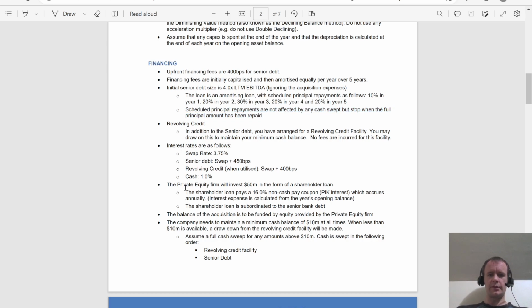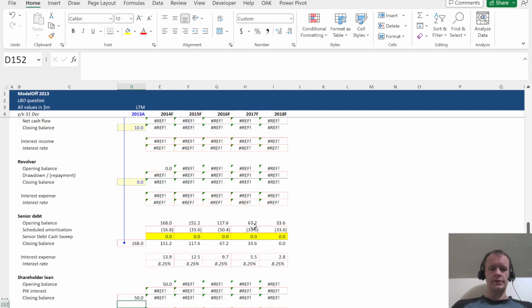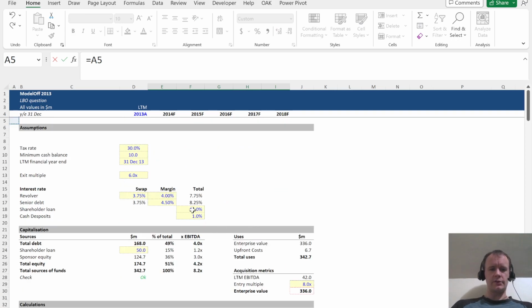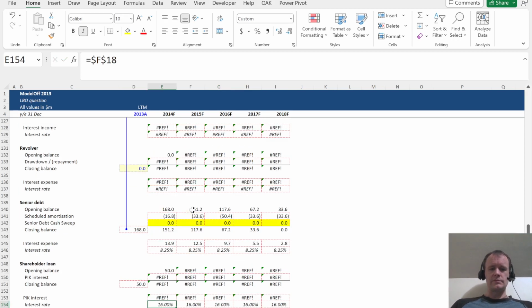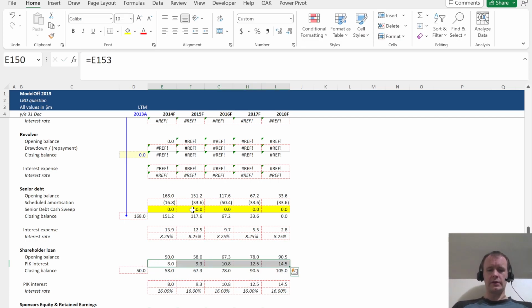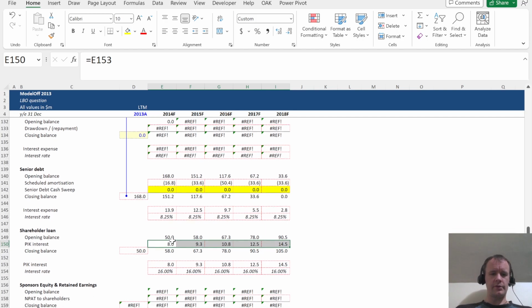I should have done that and that first, but anyway, 50 million shareholder loan, 16% non-cash pay coupon PIK interest, in other words, capitalized interest, which accrues annually. So again, we'll take this interest rate, link it to up here, and then the interest, the opening balance times the interest rate, and same thing here. That adds up over time. So that's that done.